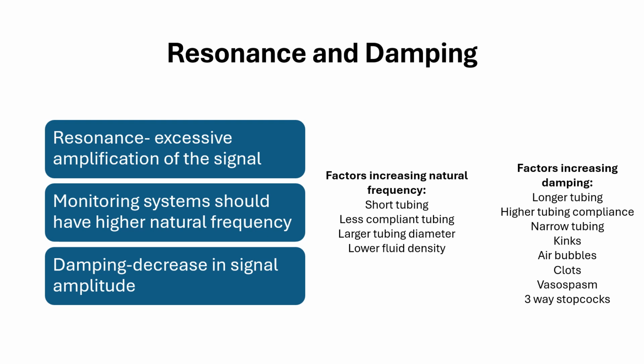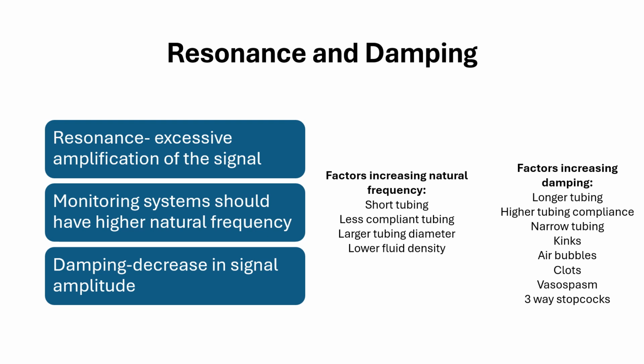And again, the natural frequency measures the oscillation of the system, whereas damping measures how quickly the system gets to rest or comes back to rest. So monitoring systems should have a higher natural frequency to minimize the resonance effect. And damping is being used to decrease the signal amplitude.